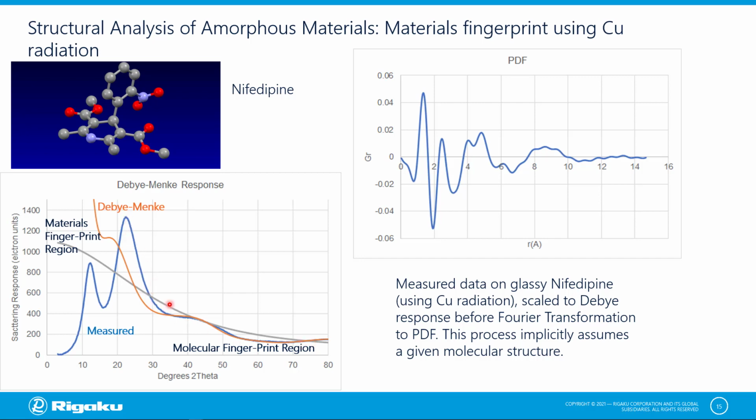However, if we scale it to the Debye-Menke, which is assuming we know what the molecular structure is, then we have a very, very robust scaling approach. Furthermore, we can extend that data on. So if we stop the measured data at 70, we could in principle replace it with calculated data out to whatever 2 theta we wish to extend it to. And that gives us a very, very robust approach to calculate the PDF. Again, this assumes that the molecular structure is known. So we're really not interested in the molecular structure in this particular type of modeling. What we really want to know is how it is packing in the glassy or the amorphous state.